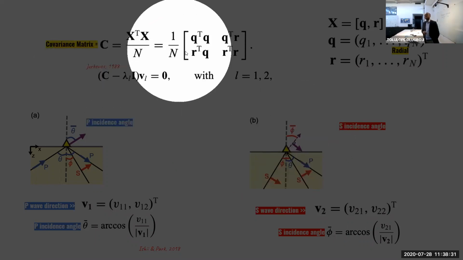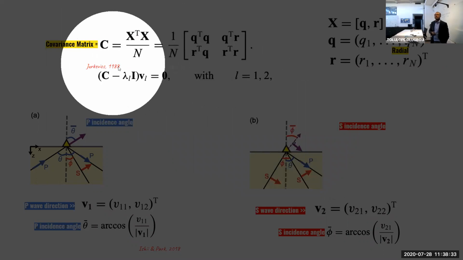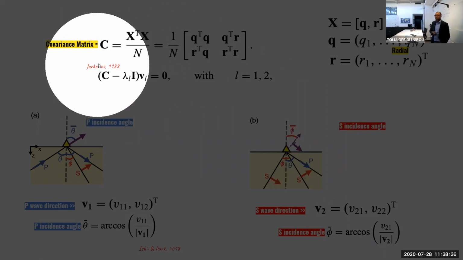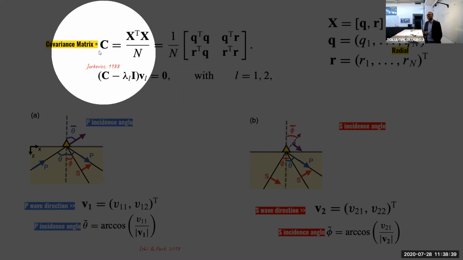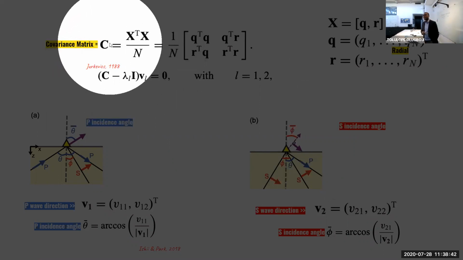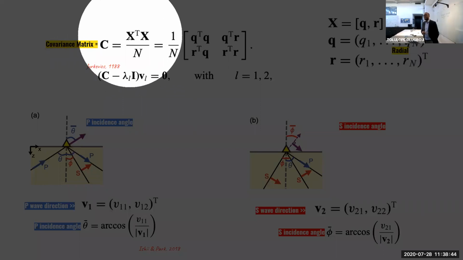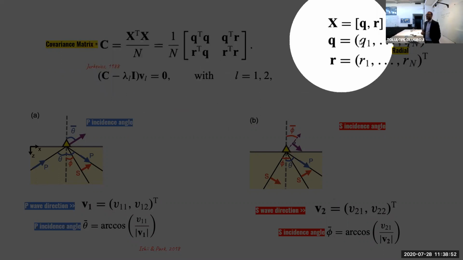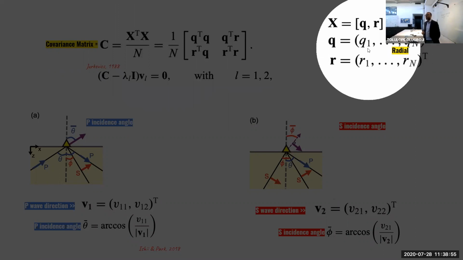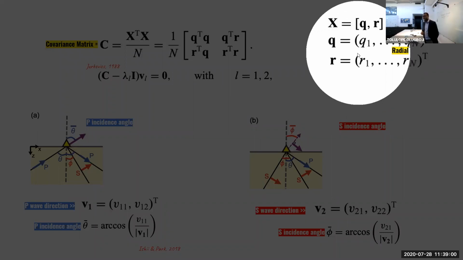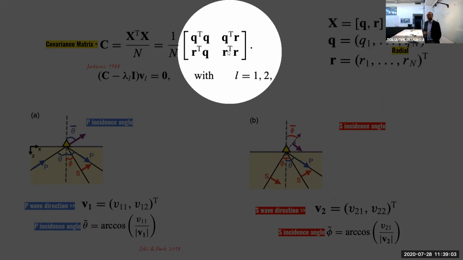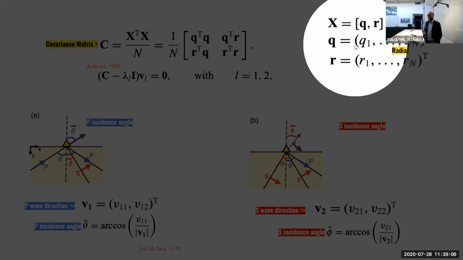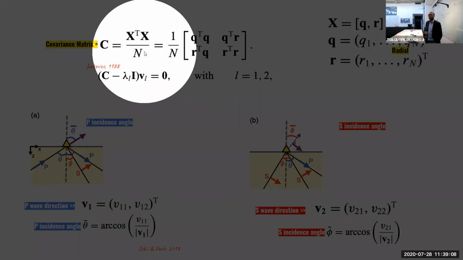They do that by using a technique called the covariance matrix method. This is a method that was, I think, first published in Geophysics in 1988. Essentially, you create a 2x2 covariance matrix formulated this way: X transpose X, normalized by the number of samples in the record. What is X? X is the vertical and radial displacement minus the mean, and you then use that X matrix to create this covariance matrix.